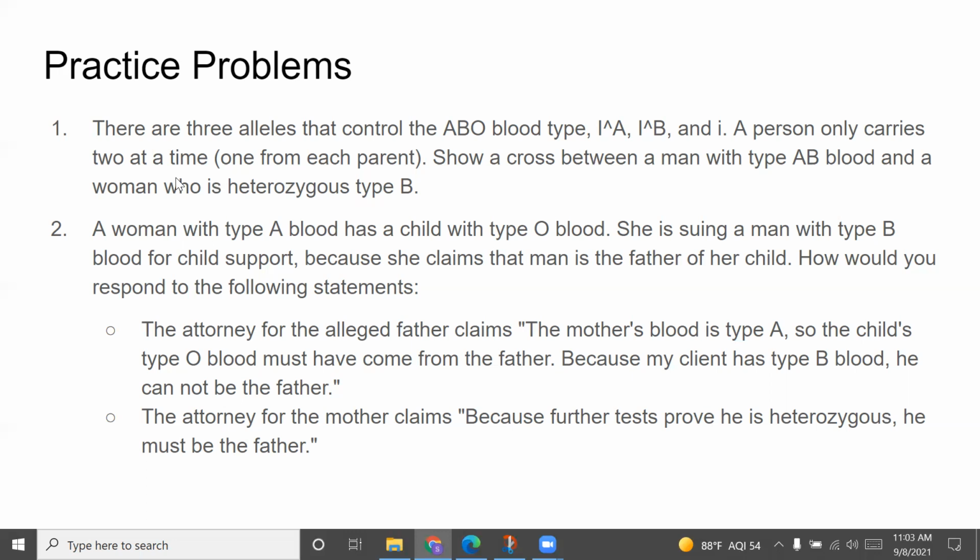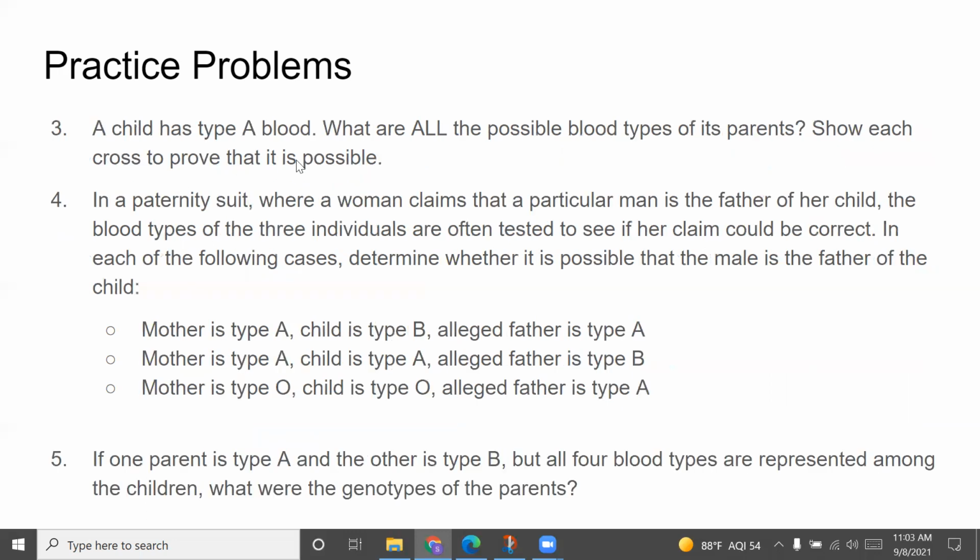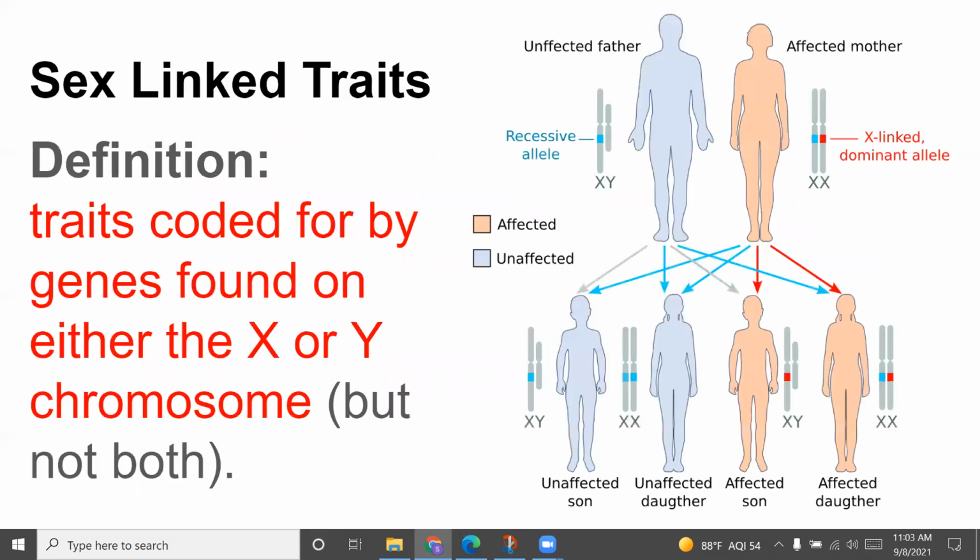Okay. Let's keep going. I actually want us to get to sex link. So these practice problems are in there as well. Yes, number 4 and number 5. Okay. So like I said, I will be posting an answer key for the practice problems. So you should do this on your own time first.